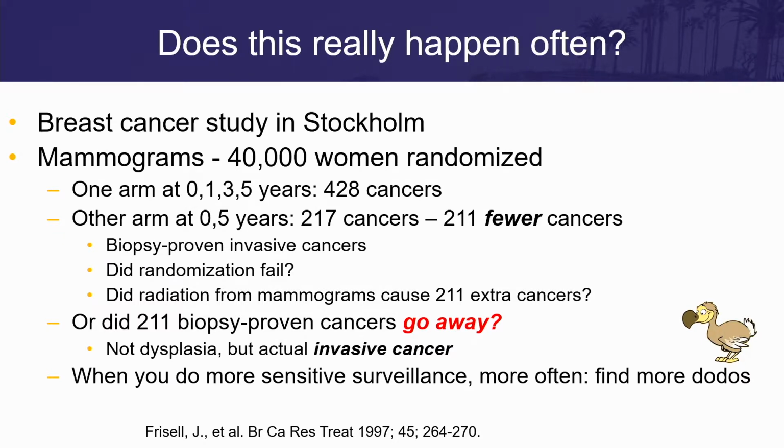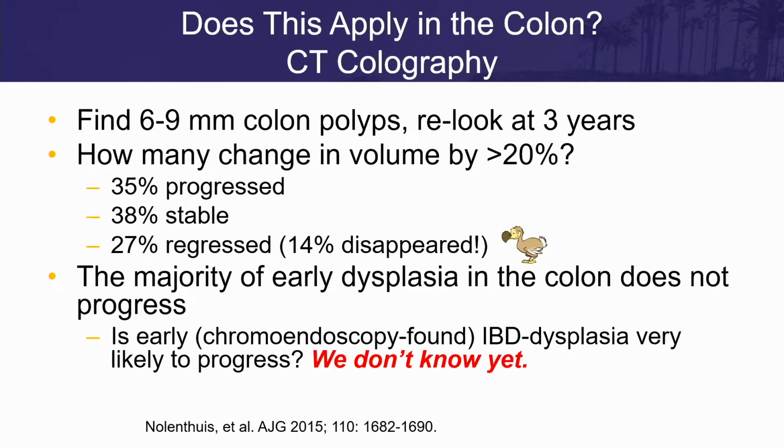This isn't dysplasia, it's actually invasive cancer. And when you do more sensitive surveillance, you find more of these cancers or advanced dysplasias that were going to go away on their own. And that's a really important insight across multiple screening studies: the more intense we are about screening, the more sensitive our tools, the more we're going to find cancers that don't matter.